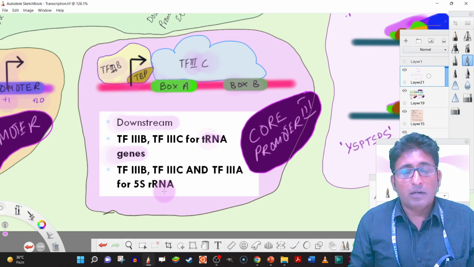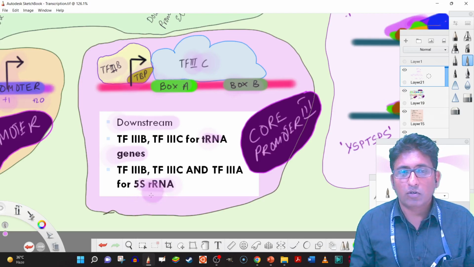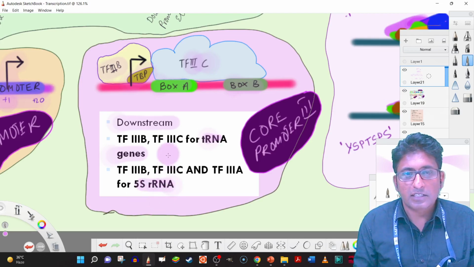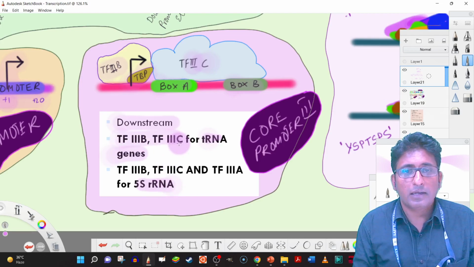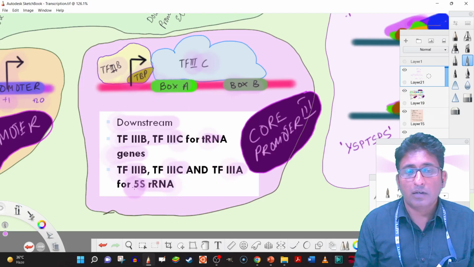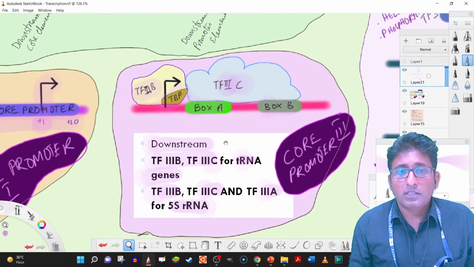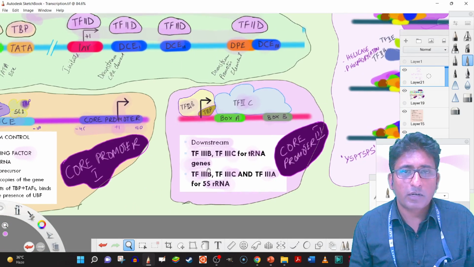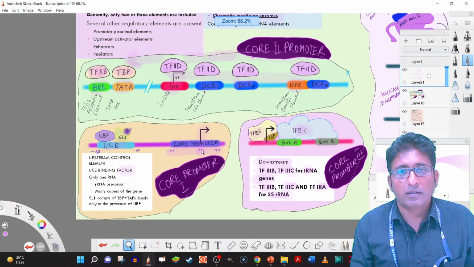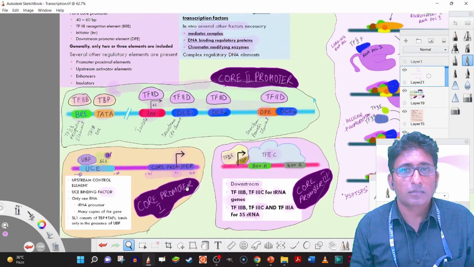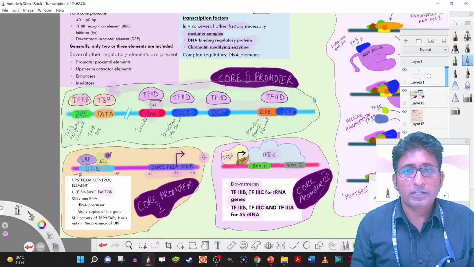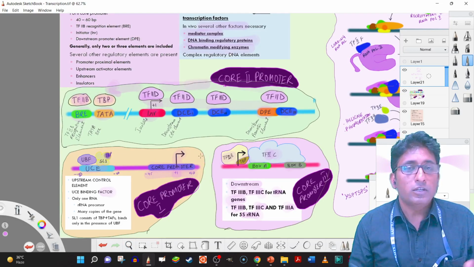If you remember, RNA polymerase 3 also transcribes 5S rRNA. There are only subtle differences in what else is involved. TF3B and 3C are involved in the expression of tRNA genes, whereas 3A, 3B and 3C are involved in the expression of 5S rRNA genes. So this is how the promoter elements and the transcription factors are organized and involved in transcriptional initiation in eukaryotes.